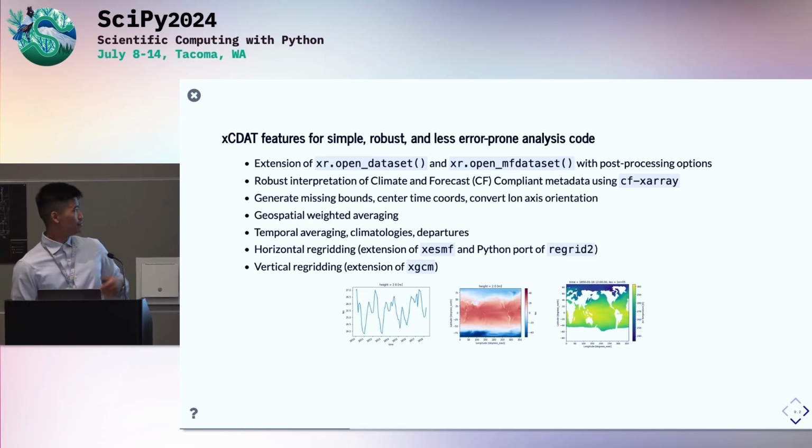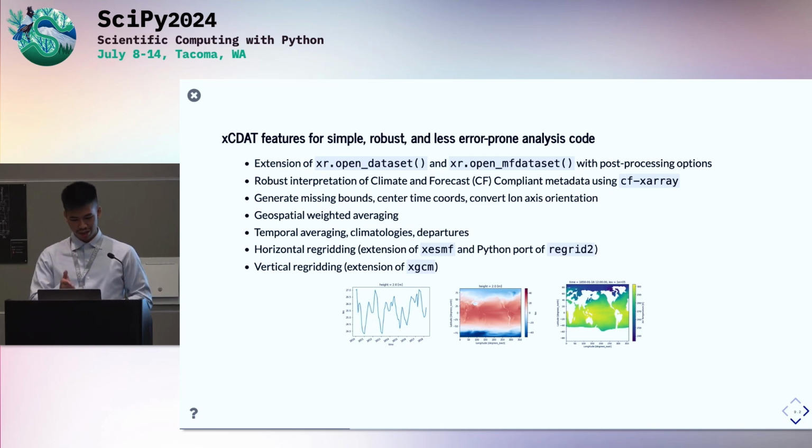So here's a general list of the features that we have right now. First is the extension of the Xarray open_mfdataset and open_dataset. It has additional post-processing options for climate-specific data, such as centering time coordinates, converting longitude axis orientation, as well as generating missing bounds. Generating missing bounds is more general, so it's not really climate specific, but it's really useful in climate data analysis because we use it for generating weights, which makes calculations more accurate and robust.